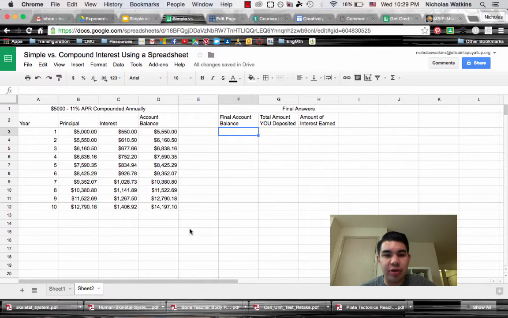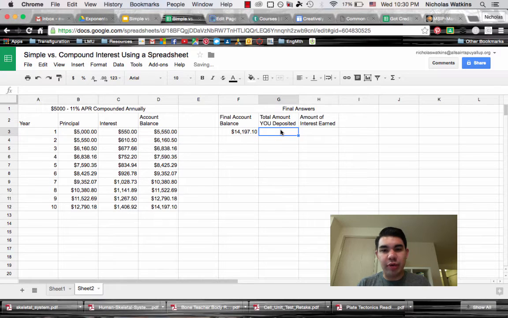Okay, so now let's figure this out. So after 10 years, what is your final account balance? So if you look here, account balance, year 10, we have $14,197.10. So again, we can go ahead and type that in here, but since we're practicing just basic spreadsheet techniques, what we're going to do is we're going to just find the number of the cell and type that in. So under F3, remember, always start with the equal sign. And we type in D12. Just gives us our number.